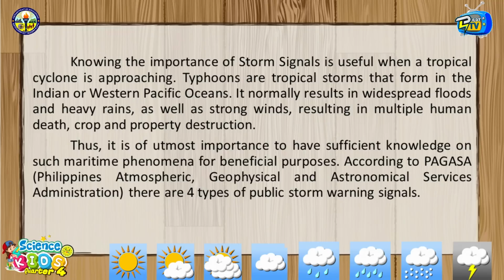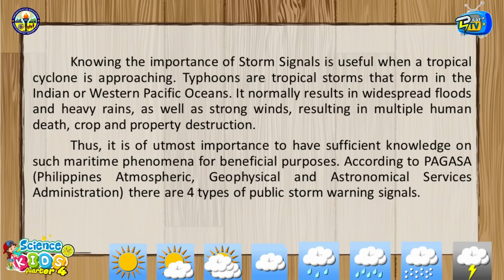Knowing the importance of storm signals is useful when a tropical cyclone is approaching. Typhoons are tropical storms that form in the Indian or Western Pacific Oceans. They normally result in widespread floods and heavy rains, as well as strong winds resulting in multiple human deaths, crop and property destruction. Thus, it is of utmost importance to have sufficient knowledge of such maritime phenomena for beneficial purposes.